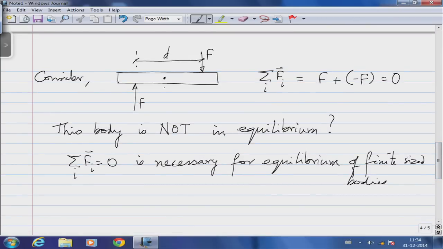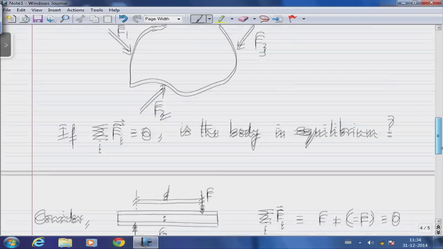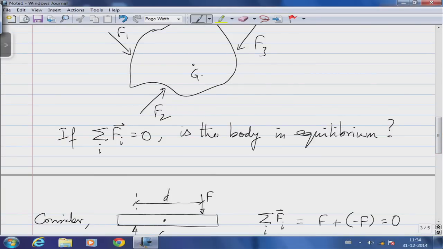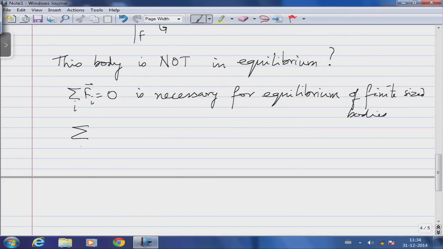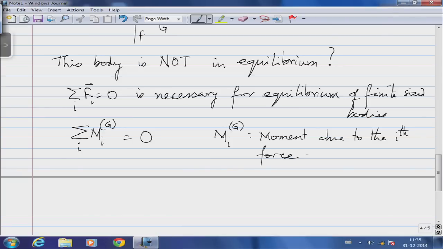if I take the center of mass of this body as G, let us say in here I define the center of mass G, the summation of all the moments about the center of mass has to add up to 0. So, M_i superscript G is the moment due to the ith force F_i.